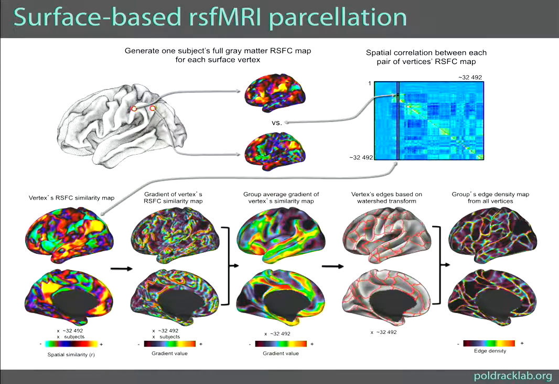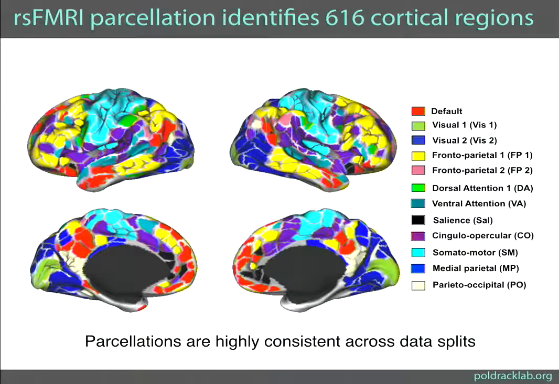And when you do that, you get relatively small regions that have homogeneous connectivity patterns, probably on the order of a centimeter or two. This shows the pipeline of that analysis. This is what the ultimate results look like.